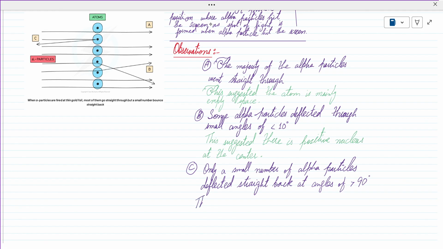You have to follow the pattern. This suggested that the nucleus is extremely small.